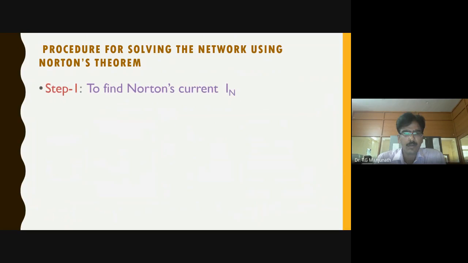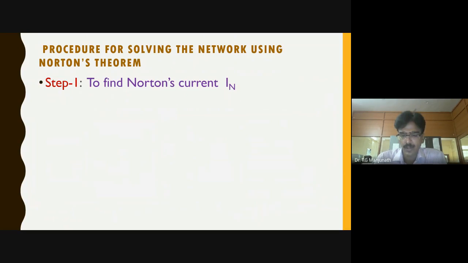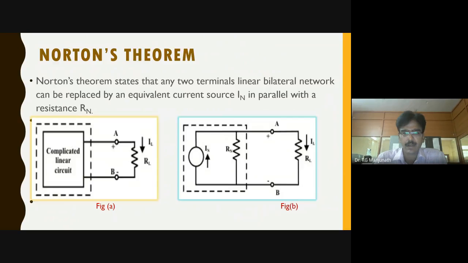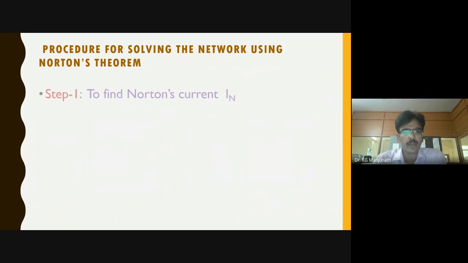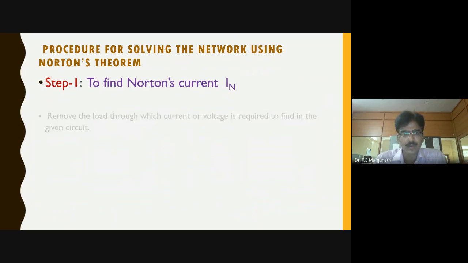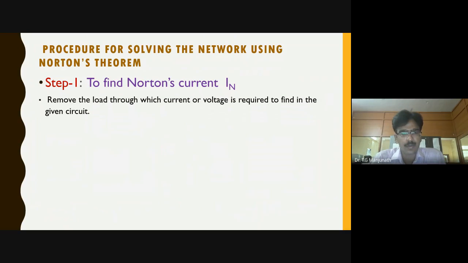Now, what is the procedure to find IN? Norton's equivalent means you have to find IN and RN. Correct? Then how to find IN, and how to find RN, let us discuss now. To find Norton's current: the Norton's current is nothing but the short circuit current.